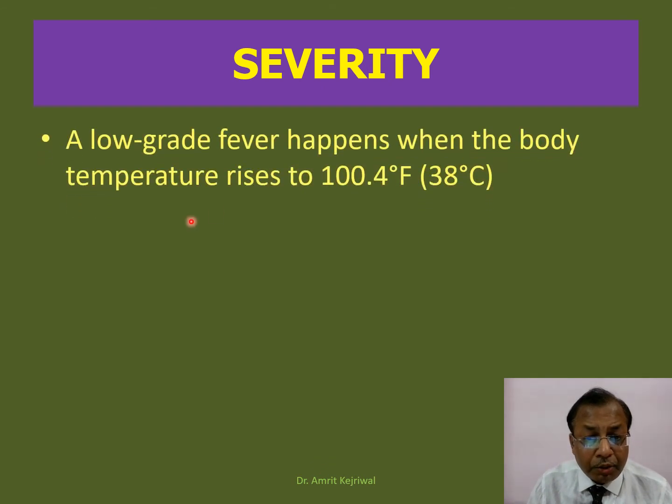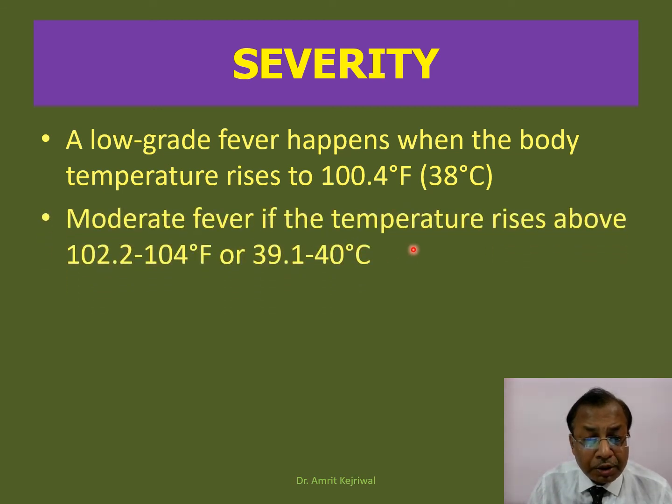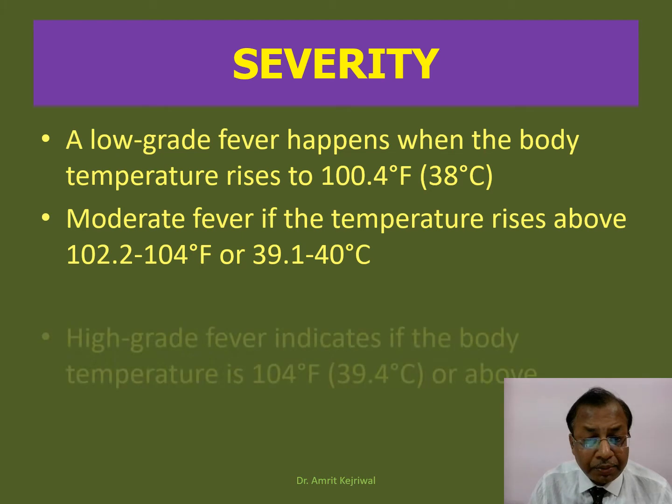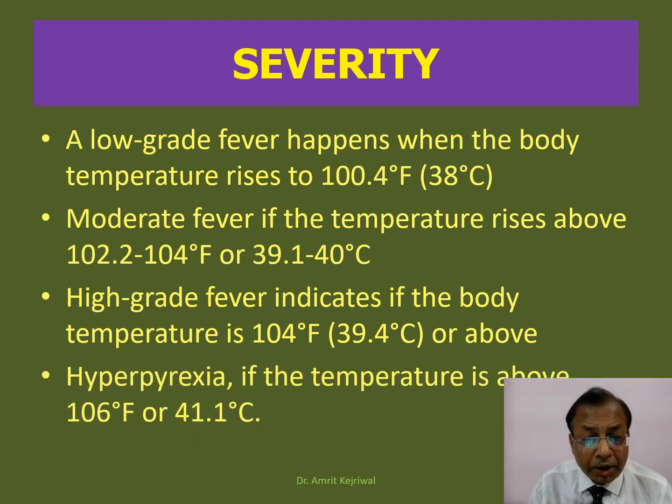Severity. A low-grade fever happens when the body temperature rises to 100.4 degrees Fahrenheit, that is 38 degrees centigrade. Moderate fever if the temperature rises above 102.2 to 104 degrees Fahrenheit or 39.1 to 40 degrees centigrade. And high-grade fever indicates if the body temperature is 104 degrees Fahrenheit or above. And hyperpyrexia if the temperature is above 106 or 41.1.